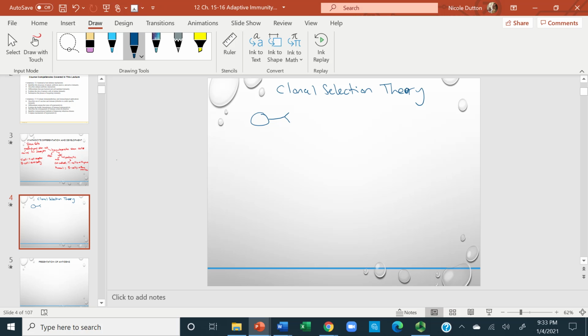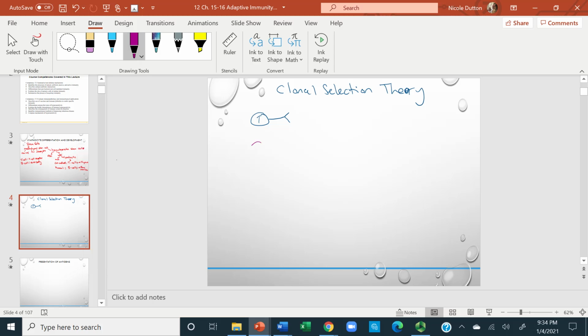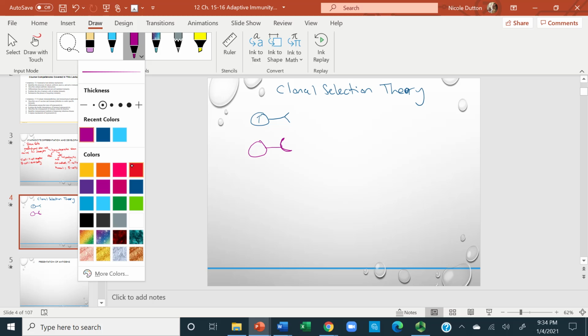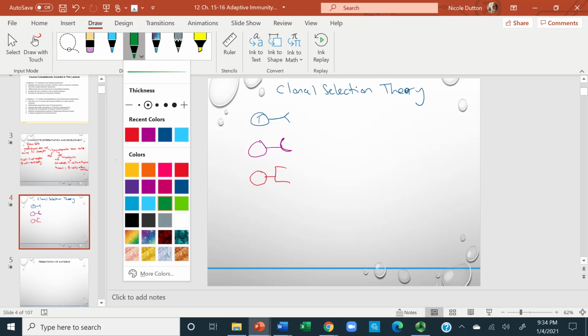So we are pretty sure that these receptors are randomly made and recombined to take on a whole bunch of different shapes. And each one of these receptors is designed to recognize a specific antigen. So when we make a T cell or a B cell, we're actually making cells that have different receptors on them. So this one may look like this. We may have one that looks like this, and one that looks like this.